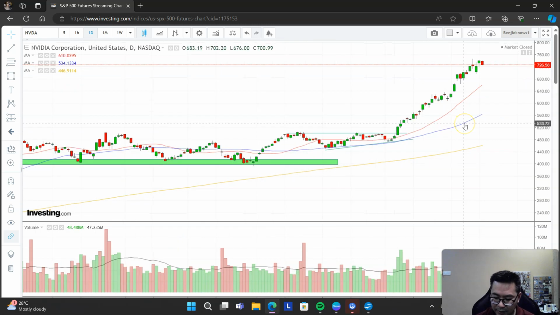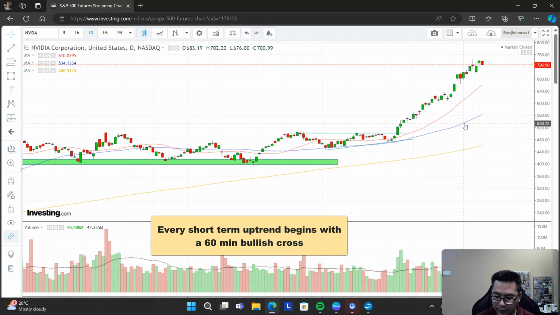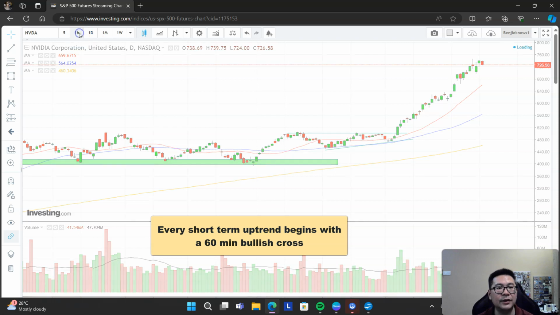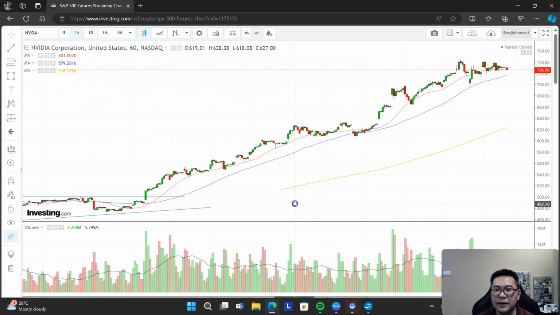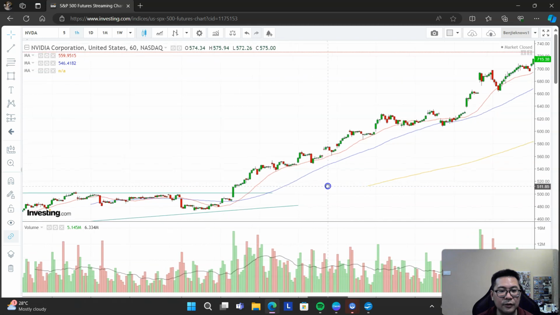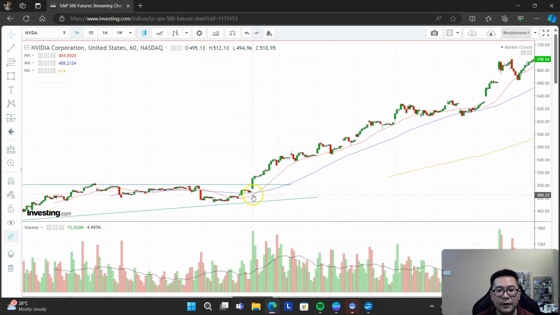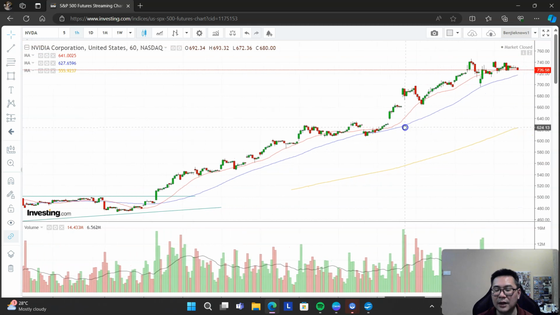And number 6 is every short-term uptrend begins with a 60-minute bullish cross. So from the daily chart, we go to the 60-minute chart, and you can see NVIDIA shot up very nicely, bullish momentum, but look, before it happened, there was a bullish 20 MA cross above the 50 MA. And after that, the stock went up nicely.